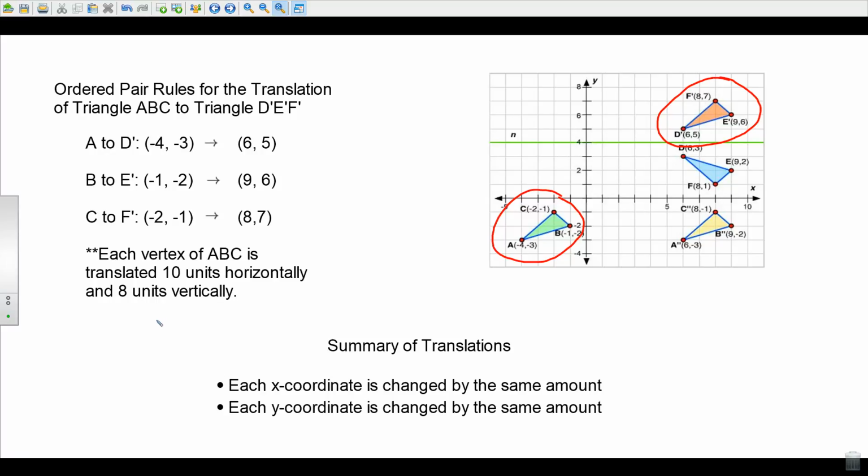So just to summarize, translations literally just slide points horizontally, vertically, or both, horizontally and vertically. And what happens is the x coordinates changed by the same amount for that entire slide. The y coordinate is changed by the same amount for that entire slide.